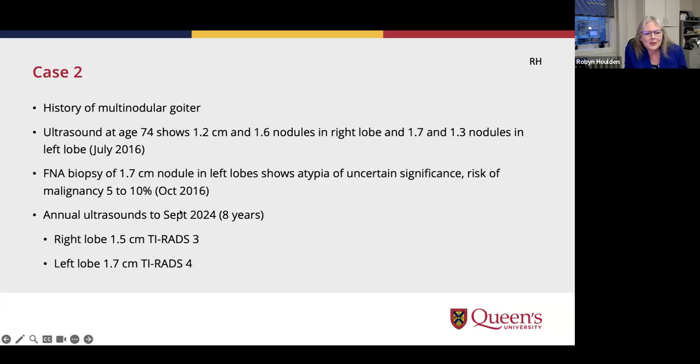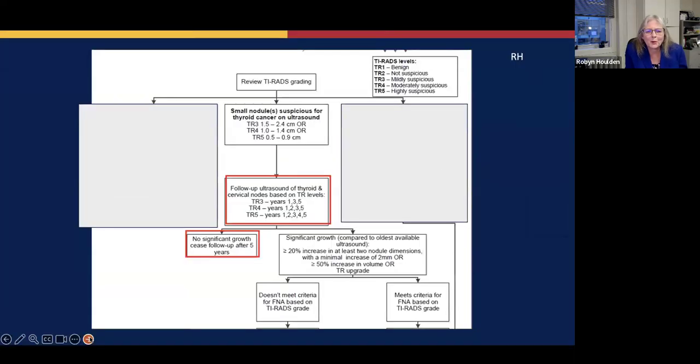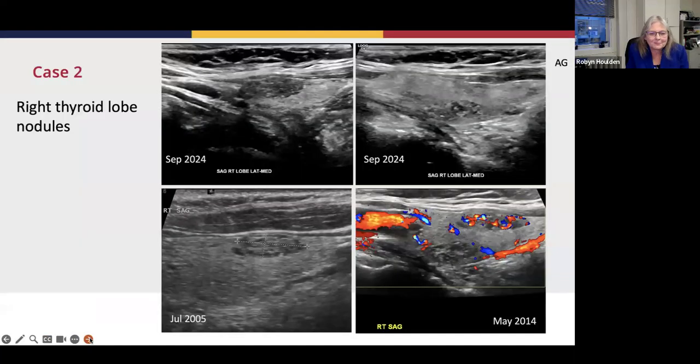And the next slide would be just me using my care pathway here, based on the TIRADS classification. If there's no growth after this 5 years, here it's a little prolonged. It's time to stop. Okay, Andrea.